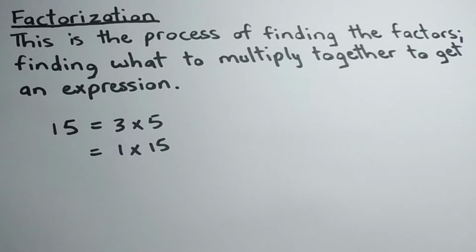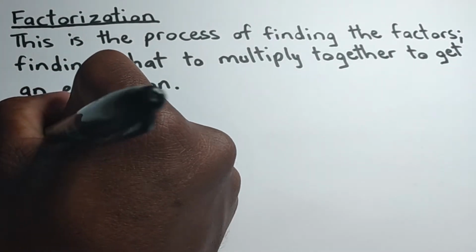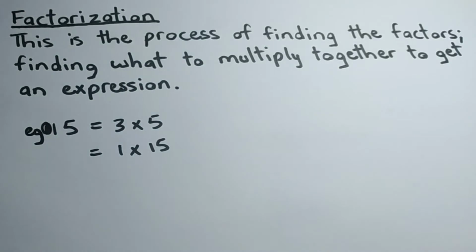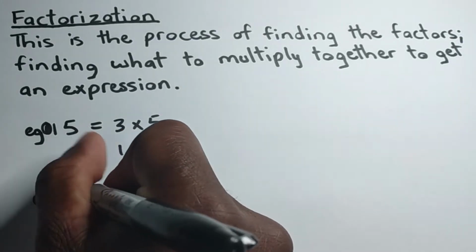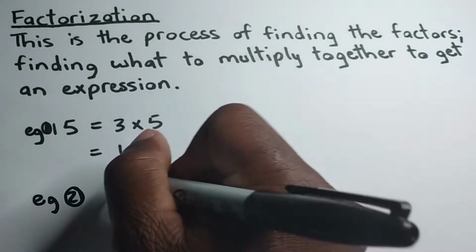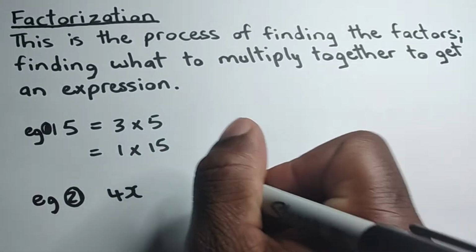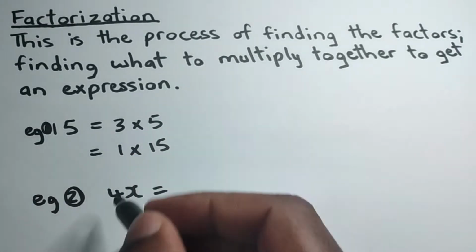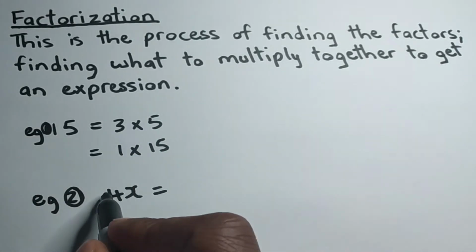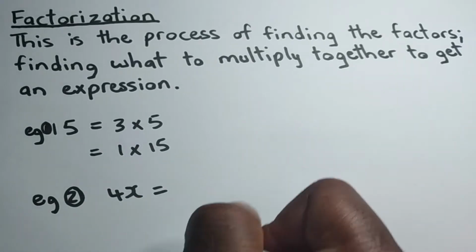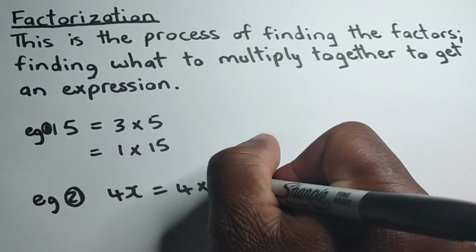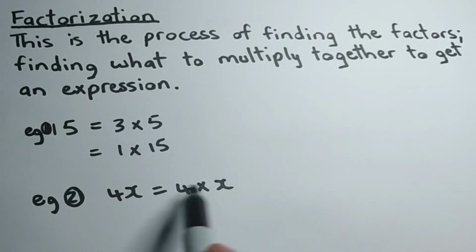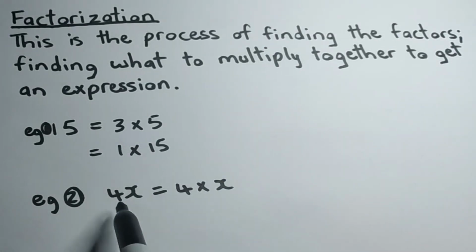Let's say we had something, and I'm going to call this example 1. So we're going to look at several examples for the sake of this video. So let's say we had example 2. What if we had 4x? Again, the factors of 4x would be what we can multiply to obtain this 4x right here. So factors of 4x would be 4 times x. So this would be the factor or the factors of 4x.